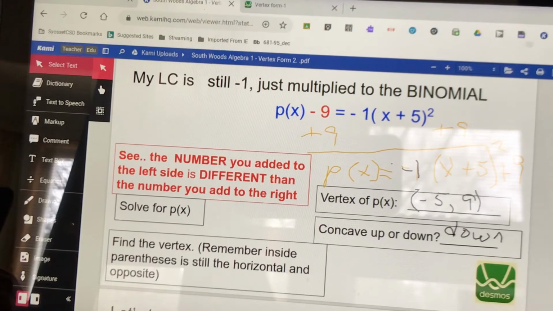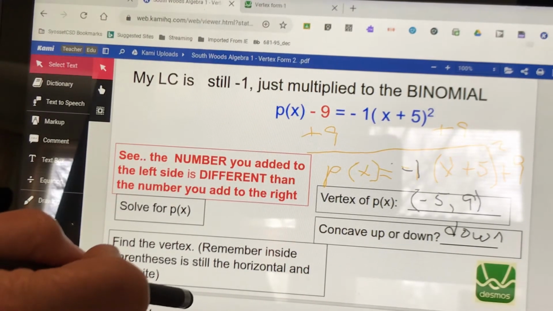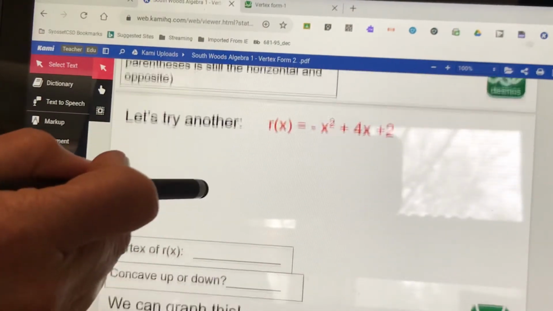The vertex, we could have gotten the vertex by finding the axis of symmetry and substituting. We could have tried to find it on the calculator, but this way is foolproof. We'll try one more just to make sure we've got it.